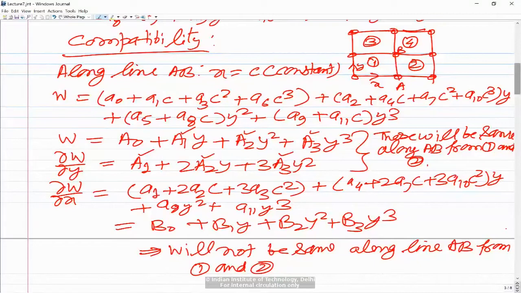But both W and del W by del y involve the same constants a0, a1, a2, a3. So these four constants can be determined from the four values of W and del W by del y at A, and W and del W by del y at B. Since the values of W and del W by del y are the same at A and B from both elements 1 and 2, this function will turn out to be the same whether we get it from element 1 or 2. So that is how I am saying that W and del W by del y will be the same along AB whether we calculate from element 1 or element 2.